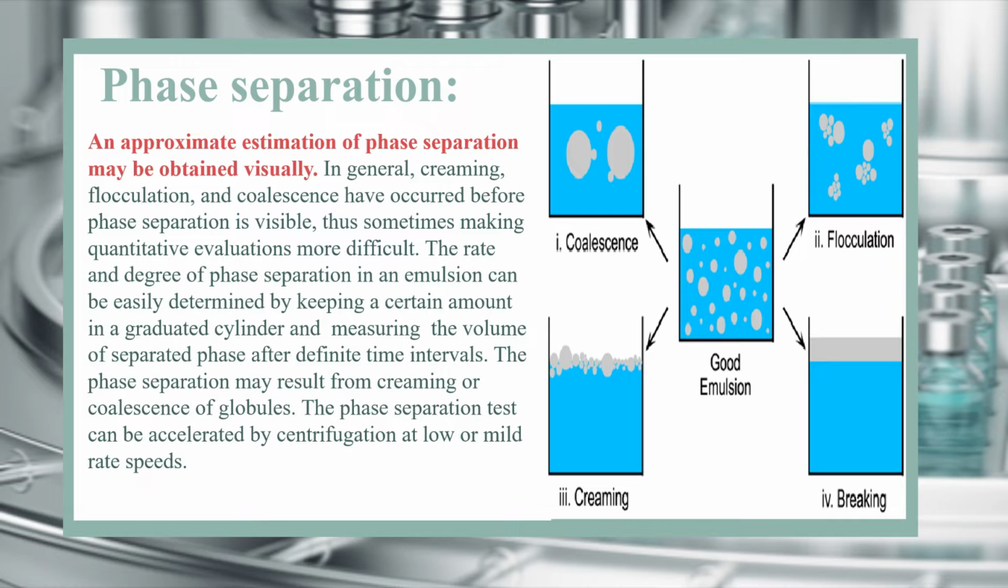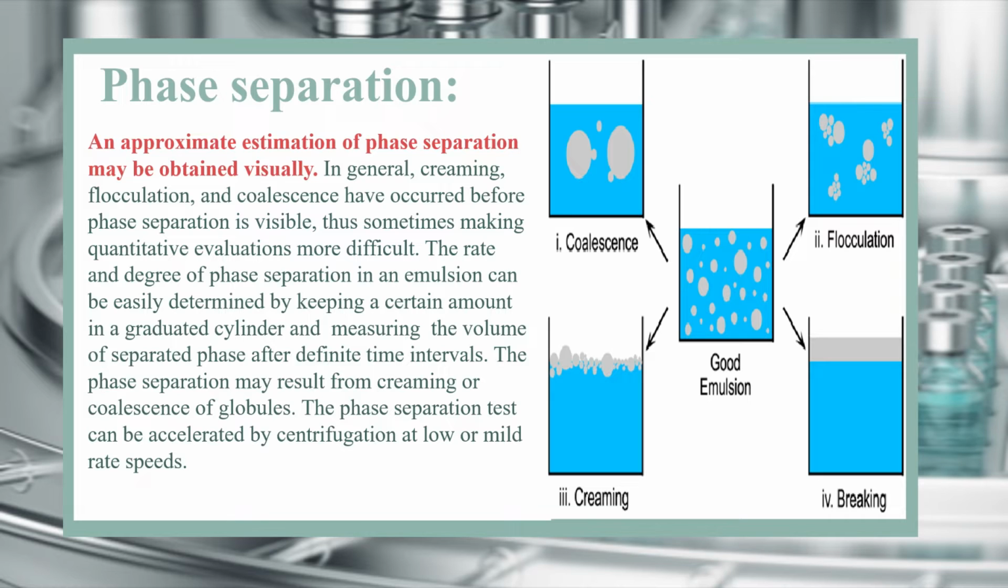The rate and degree of phase separation in an emulsion can be easily determined by keeping a certain amount in a graduated cylinder and measuring the volume of separated phase after definite time intervals. The phase separation might result from creaming or coalescence of globules.